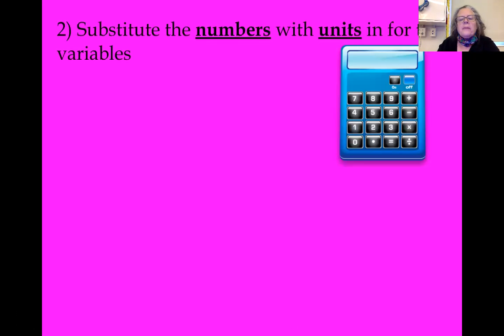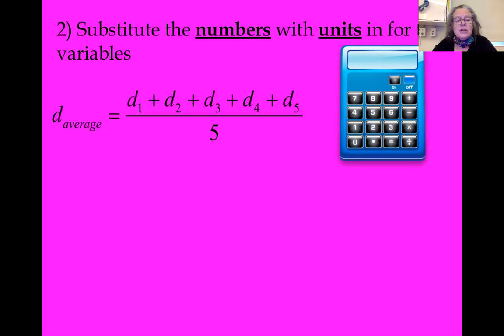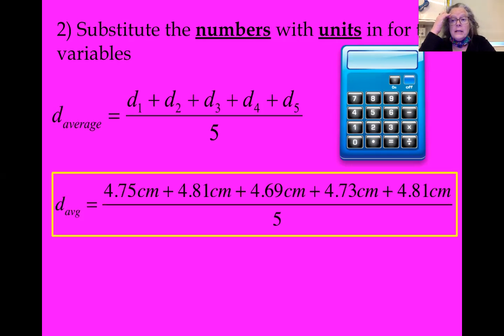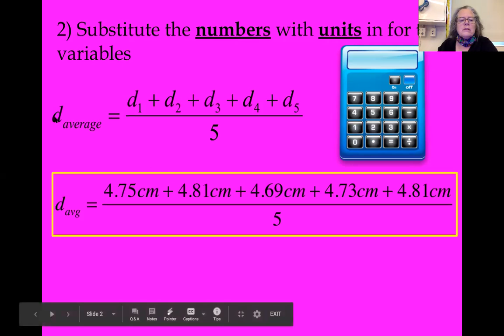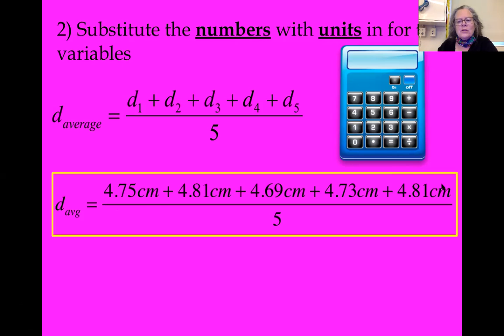Okay, then once you have the formula, you substitute numbers in for it. So you've got your average diameter formula. I plugged in what the diameters were. So I just plugged those in, that's step 2. Step 1, you wrote the formula. Step 2, you plug the numbers in with units, by the way. So units, units, units. Okay.